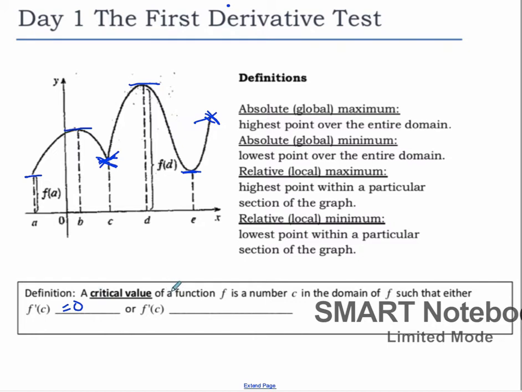So a critical value of a function is where the derivative equals 0 or where it is undefined. Okay, because that's where a maximum or a minimum could occur. So we call it a critical value. It's not necessarily a maximum or minimum. Like for example, the function y equals x cubed has a derivative equal to 0 right there, but that is not a maximum or a minimum. So it's possibly a maximum or minimum. So we call that a critical value.